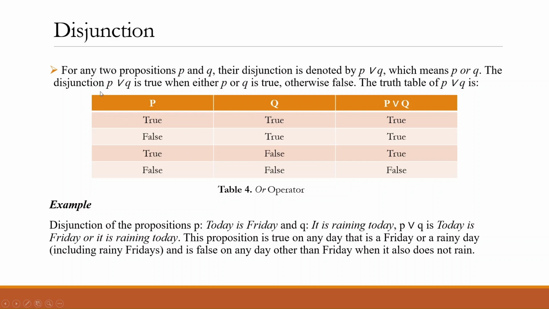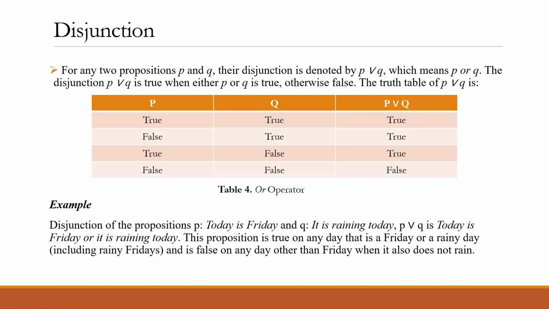The disjunction P or Q is true when either P or Q is true, otherwise it is false. The truth values of P or Q are the following. So, as you probably already know, P disjunction Q is true when one of the propositions is true. For the first three rows, we have true, while for the last one, when both P and Q are false, P disjunction Q is false.